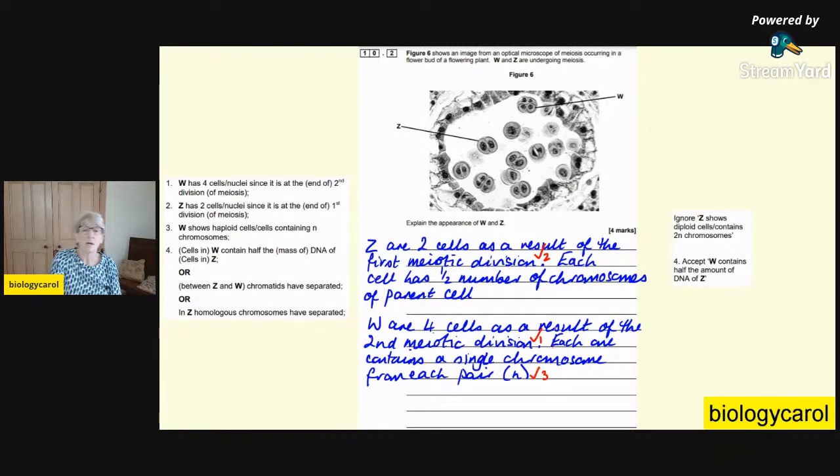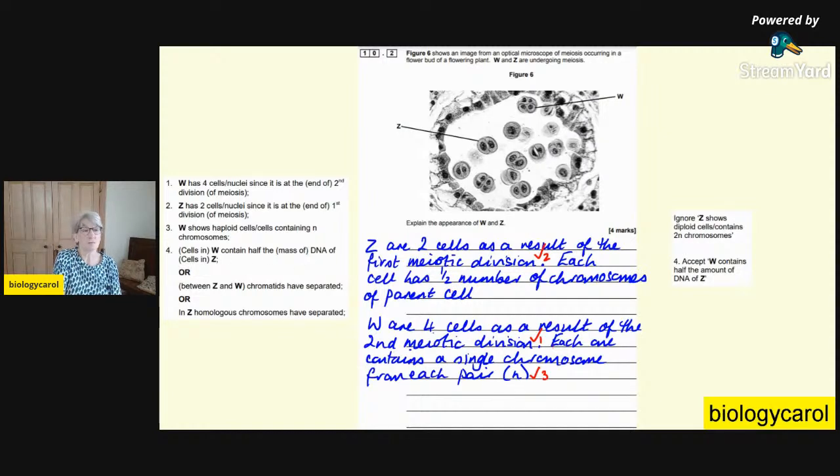Now, I didn't give myself, which mark point have I missed? I didn't get mark point 4 because, even though this is absolutely true and relevant, it doesn't appear, except W contains half the amount of, oh no, I didn't write that.